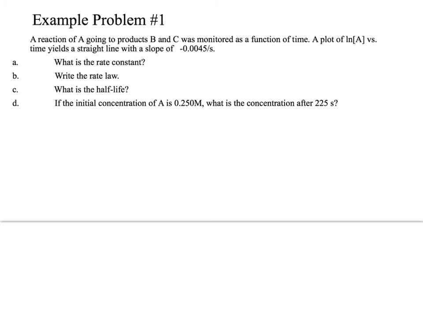All right, let's look at two example problems using the integrated rate law. The first problem tells us we have a reaction of A going to products B and C, and this was monitored as a function of time. A plot of natural log A versus time yields a straight line with a slope of negative 0.0045 per second. So we're going to solve for rate constant, write the rate law, find the half-life, and then work a problem with the integrated rate law line formula.